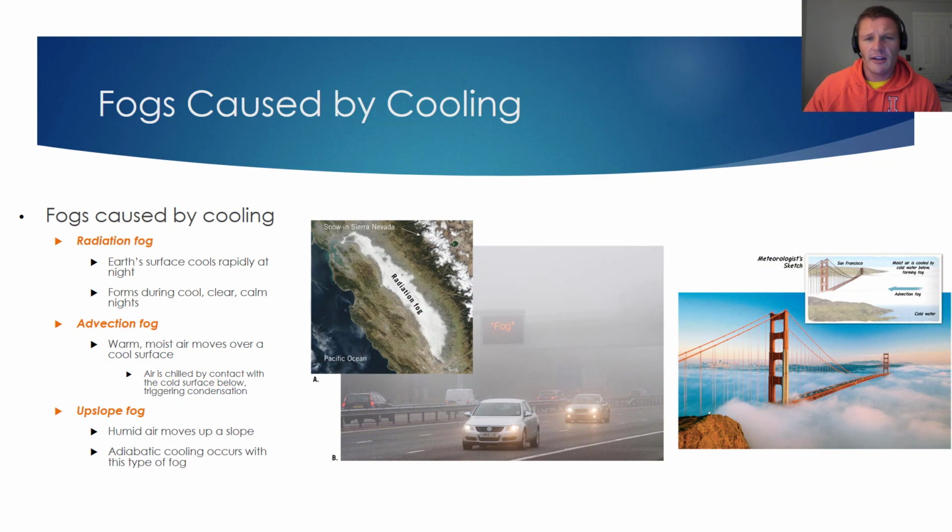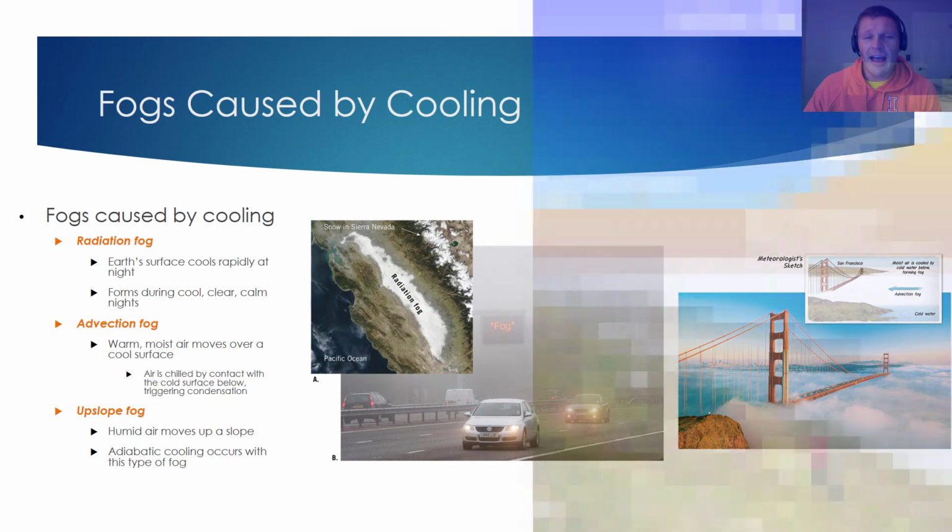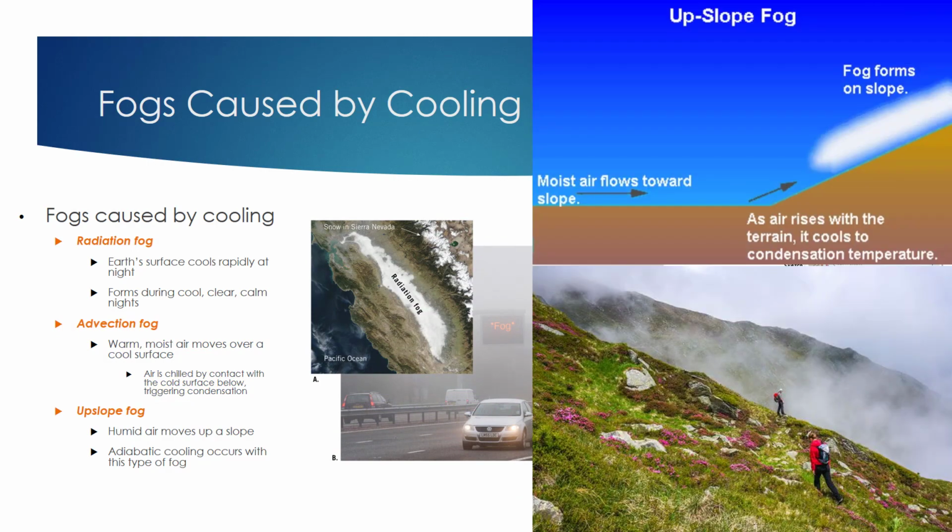And the final type of fog that I'd like to overview that's caused by cooling actually brings into play adiabatic cooling. Most fogs do not require adiabatic cooling, because these are clouds that occur at the ground level. But upslope fog will occur when humid air moves up a slope. As discussed in a previous podcast, when air is forced up, say, a mountainside, it will expand and cool adiabatically. And if that air cools to the dew point temperature, we can see the formation of fog.